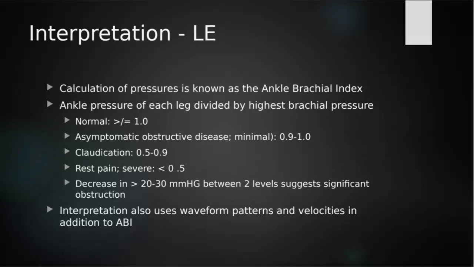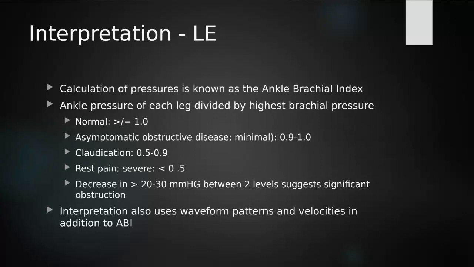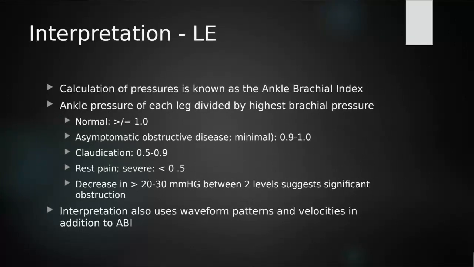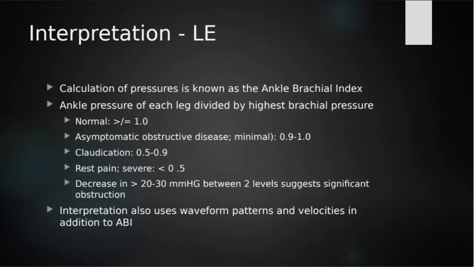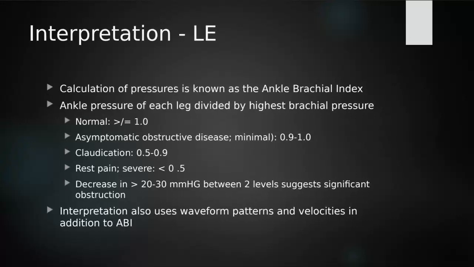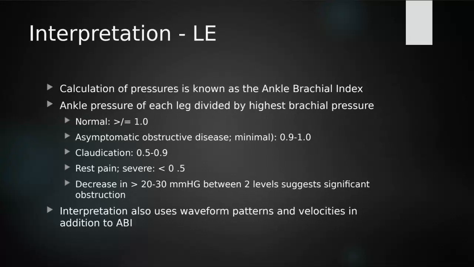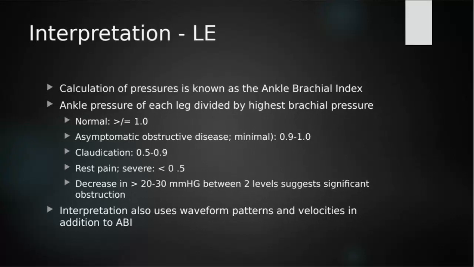Depending on what these ratios come back as, so taking the ankle reading by the brachial reading, if it is greater than or equal to 1, it's normal. We want to have a high index. If it is 0.9 to 1, that's a little bit borderline. A little bit too close to normal for comfort. So we're going to question maybe some sort of minimal disease going on. Now, if we're 0.5 to 0.9, we're going to have claudication. Less than 0.5 is going to be severe arterial disease where we have consistent rest pain.